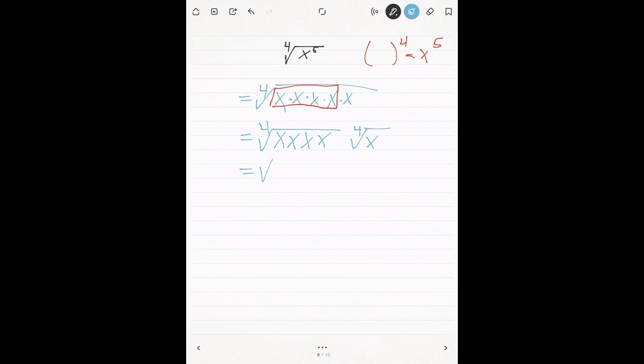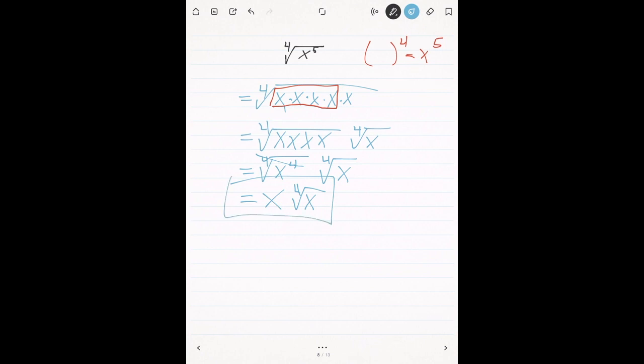Well, how does this help us? This is the fourth root of x to the fourth. And if you think about that, the fourth root of x to the fourth, these just cancel out. That's just x. The fourth root of x to the fourth is just x. So this is why we want to group things together based on the index. The index is going to tell us how many to group of the like terms or the like values together. So our answer is going to be x times the fourth root of x.